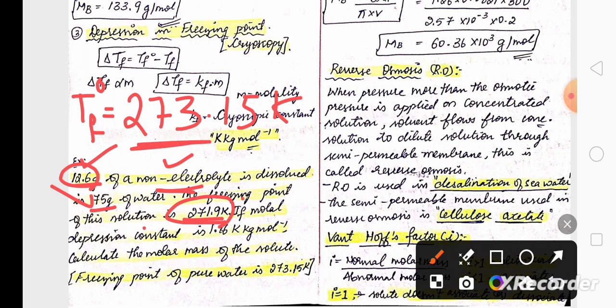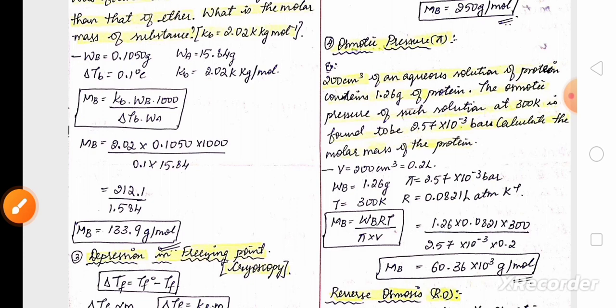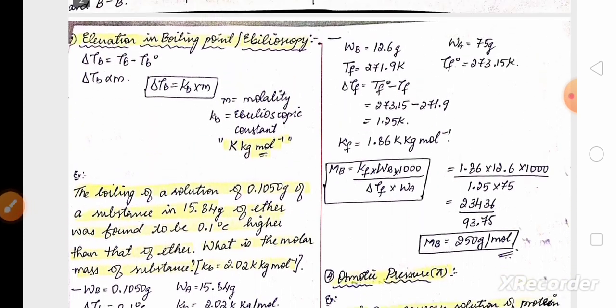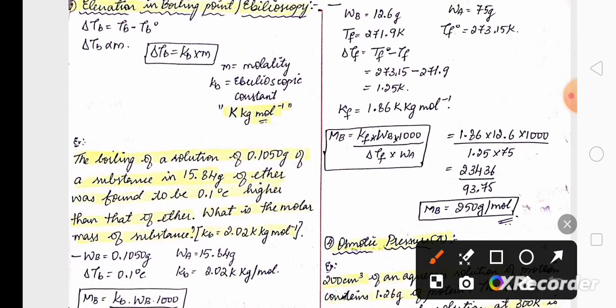So molar depression constant Kf is given as 1.66 Kelvin kg per mole. We need to calculate the molar mass of solute. Freezing point of pure water has been given. So we have a formula to find out molar mass by using cryoscopy or depression in freezing point. Molar mass is equal to Kf, cryoscopic constant, into Wb, mass of solute, into 1000, divided by delta Tf, depression in freezing point, into Wa, mass of solvent. So substitute the values and calculate, you will get the answer in grams per mole.